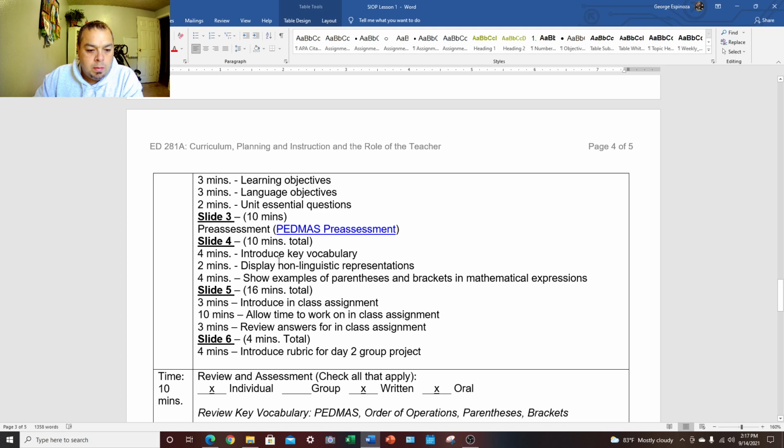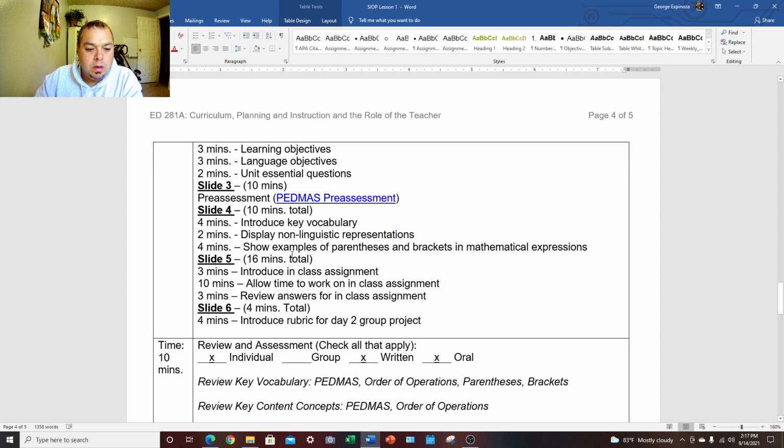Slide 4 is a 10-minute slide where we would introduce key vocabulary. There would be some non-linguistic representations shown on this slide. Examples of parentheses and brackets in mathematical expressions would also be shown here. Now the 16-minute block on slide 5, we would introduce an in-class assignment. 10 minutes would be time for them to work on the assignment in class. Whatever they didn't finish would go home as homework.